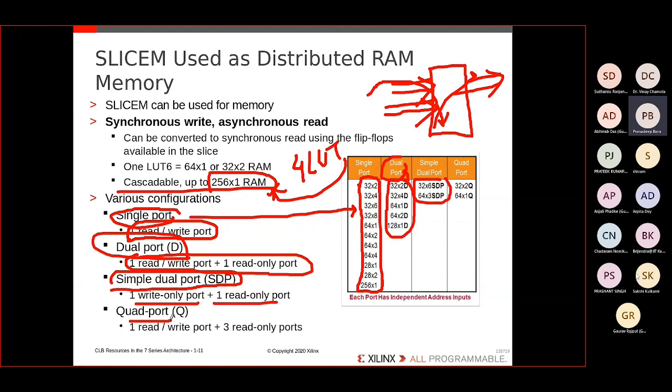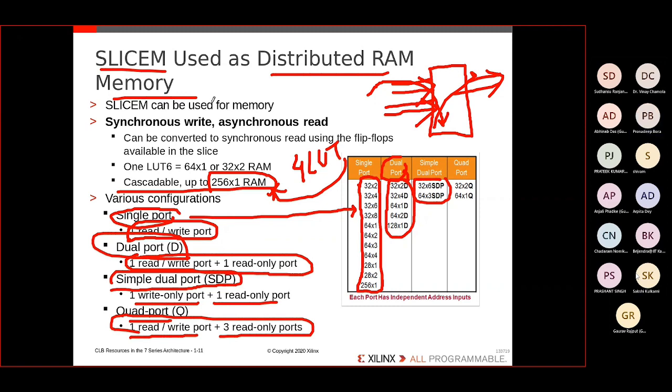Then we have quad port. Quad port is used when, let's say, I have a memory and I want to transfer the data to three different modules. That is one read-write port and three read-only ports. So these are the different flavors of RAM that you can utilize. This is slice M distributed memory, correct?